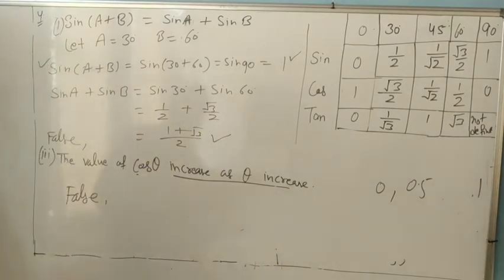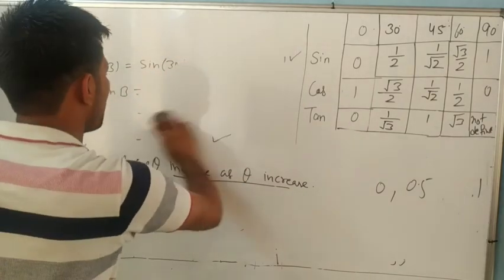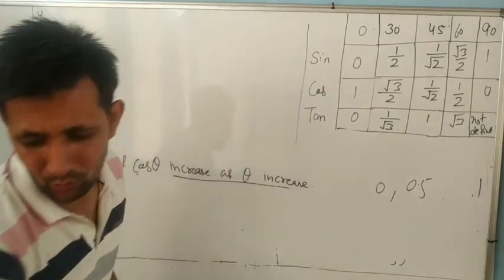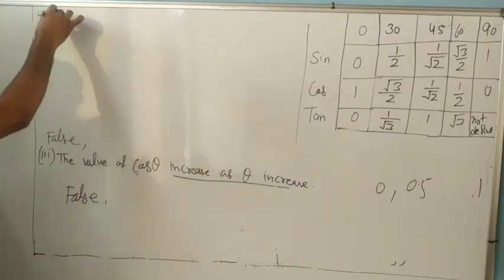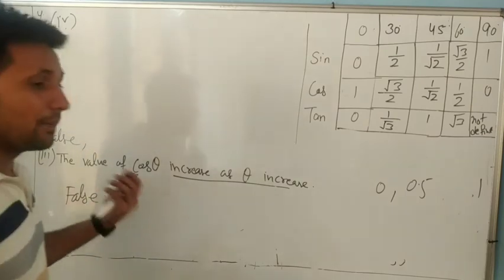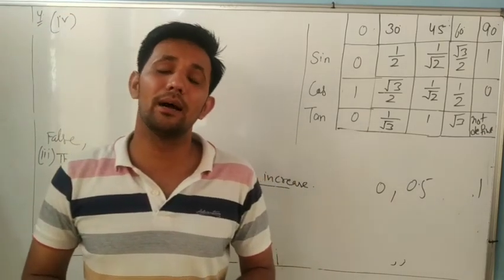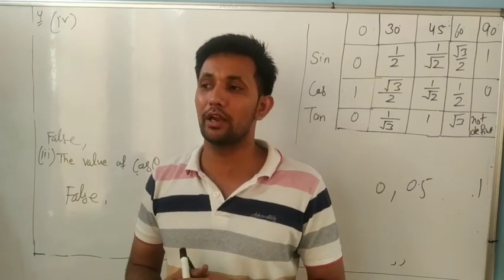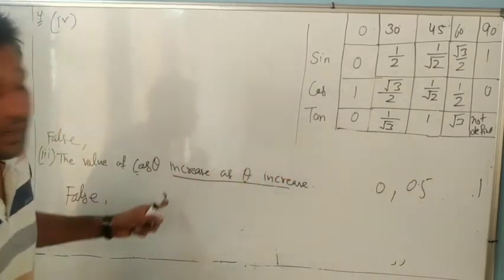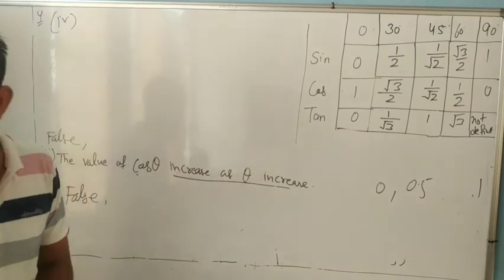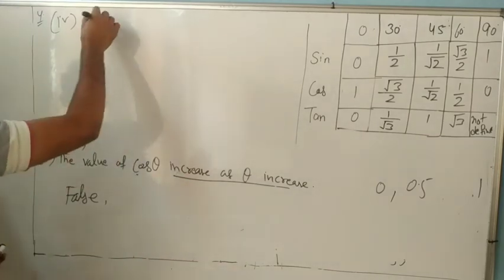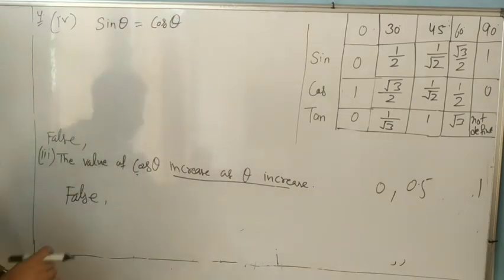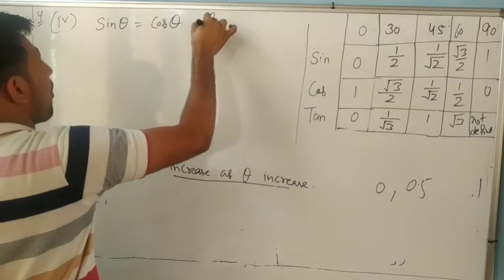Now the fourth part. You have to do it yourself. They are very simple, dear. And this time CBSE may take MCQs, multiple choice questions, in the November, December exam. So they are very important 1 mark questions. Next is: sine theta equals cos theta for all values of theta.